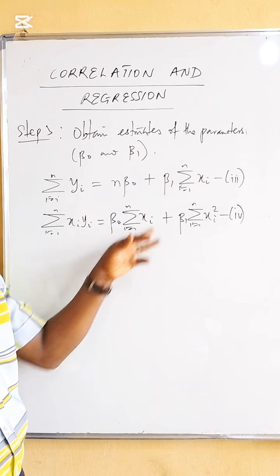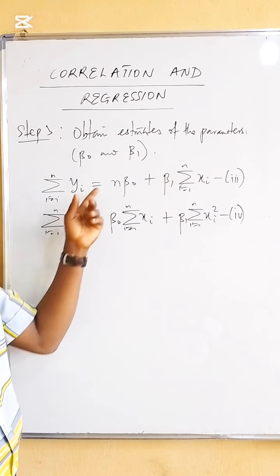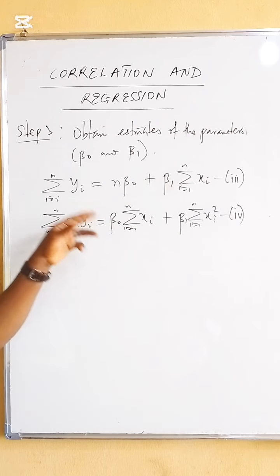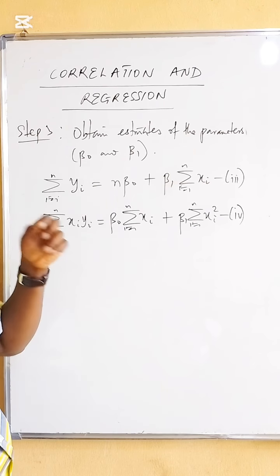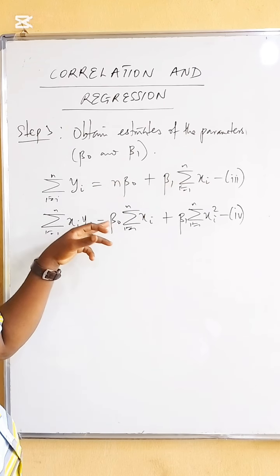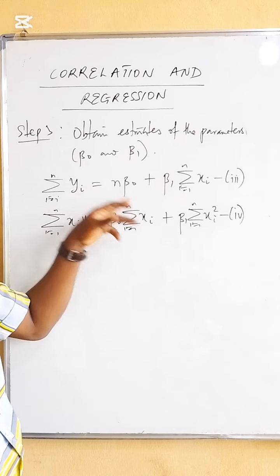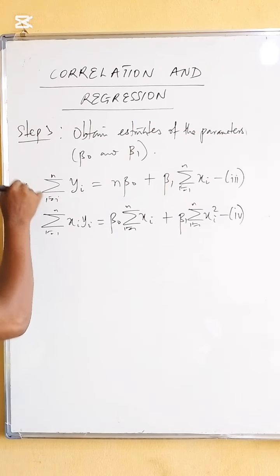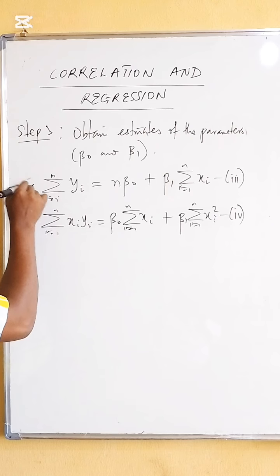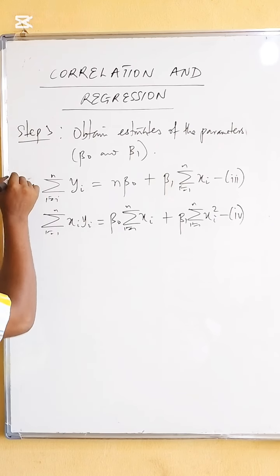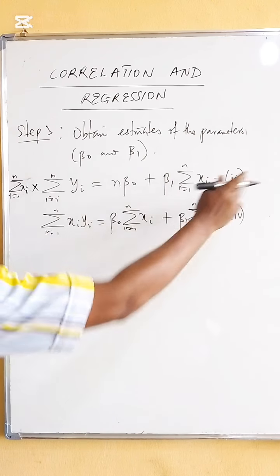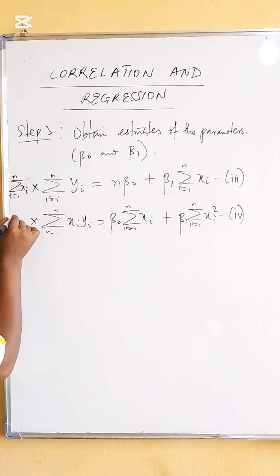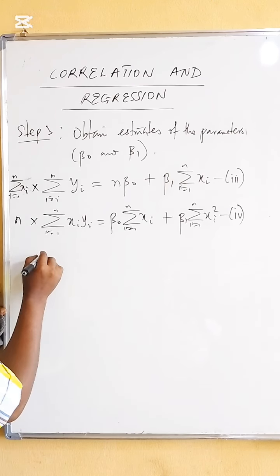For us to do that, I'm going to start with eliminating beta naught. The essence of eliminating beta naught is to get beta 1. So, to eliminate beta naught, I'm going to multiply equation 4 by the coefficient of beta naught in equation 3. So it means that I'm going to use summation xi to multiply equation 3, and I'm going to use n to multiply equation 4. Okay? So doing that means I'm going to get the following result.